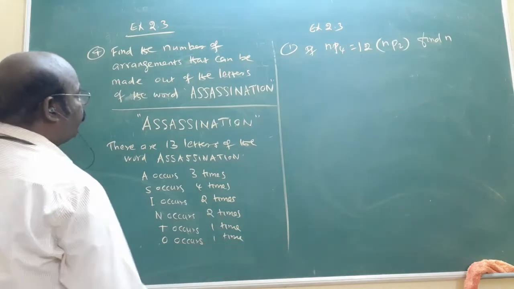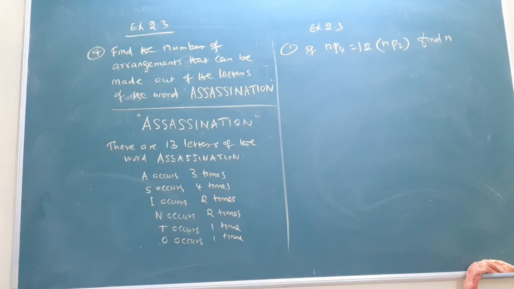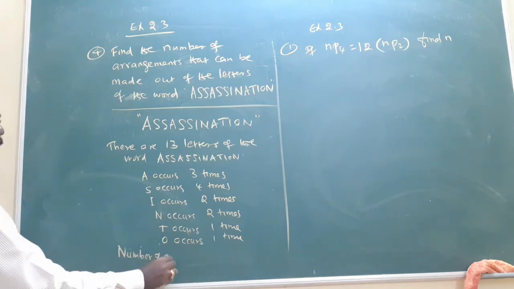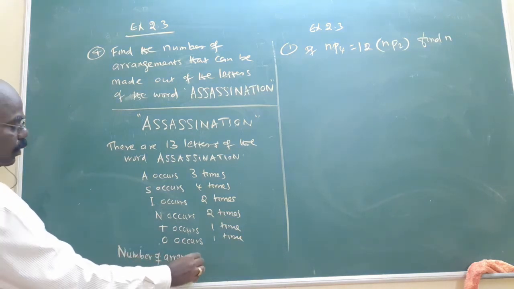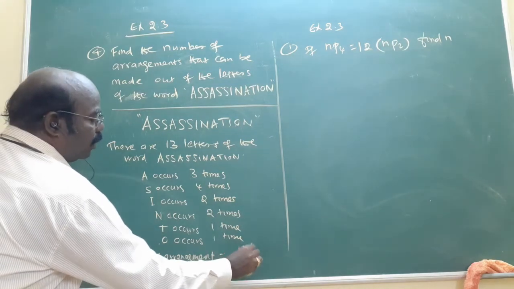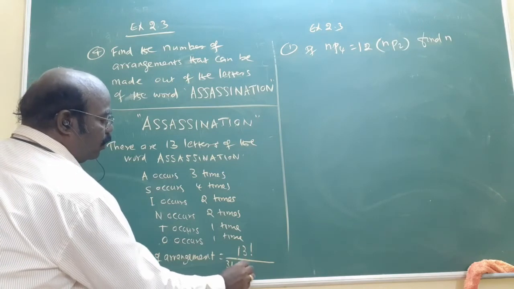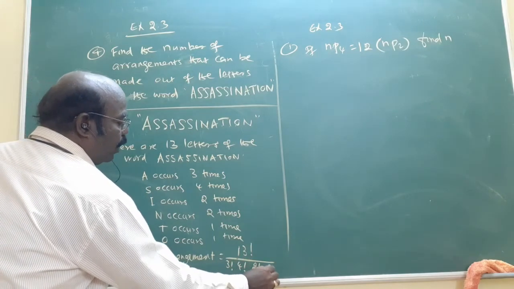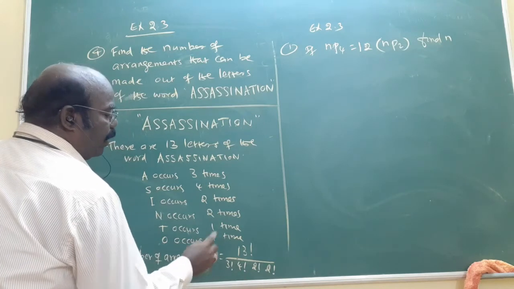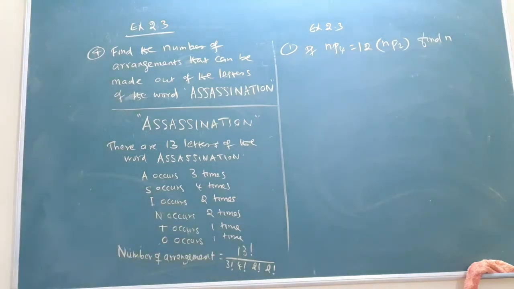Okay. Now, what is being asked? The number of arrangements is asked, no? The number of arrangements is equal to numerator 13 factorial. Denominator is 3 factorial, 4 factorial, 2 factorial, again 2 factorial, 1 factorial, 1 need not write. That is the answer. Mississippi, mathematics, assassination. These 3 problems use the same method, 2 mark or 3 mark questions.